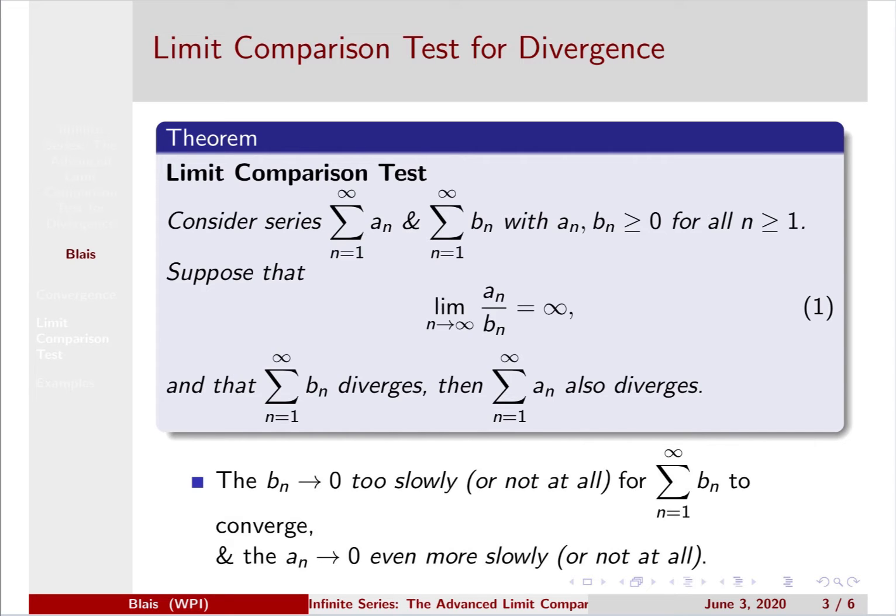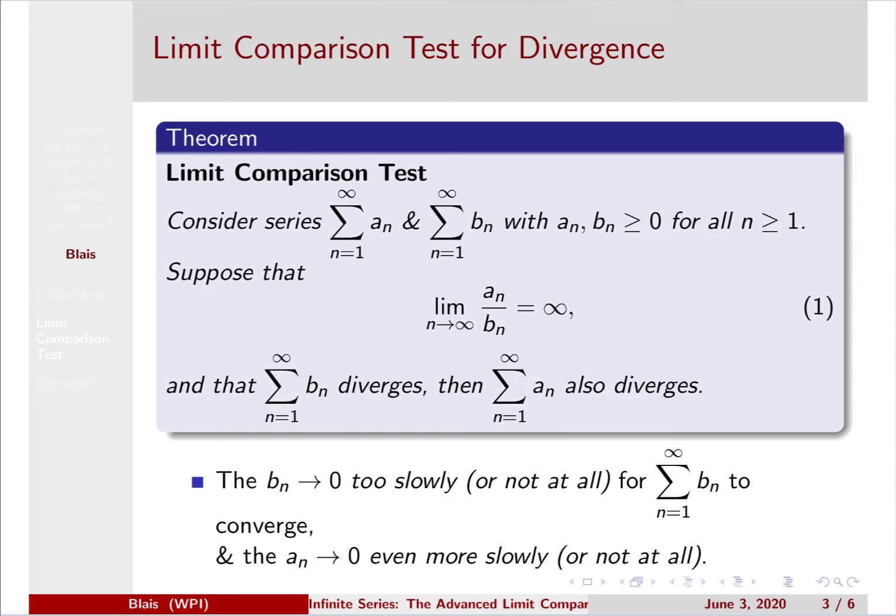So suppose we have two series of non-negative terms, a sub n and b sub n. And suppose that the limit as n goes to infinity of the ratio of the terms a sub n over b sub n, as a sequence, is infinite. And further, that the sum of the b sub n's diverges. Then the sum of the a sub n also diverges.